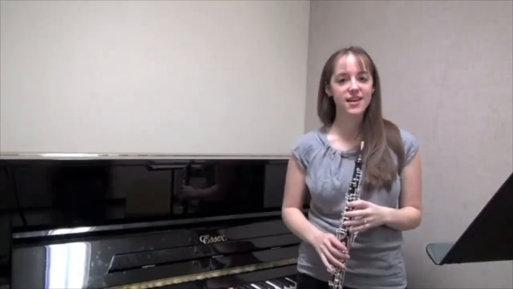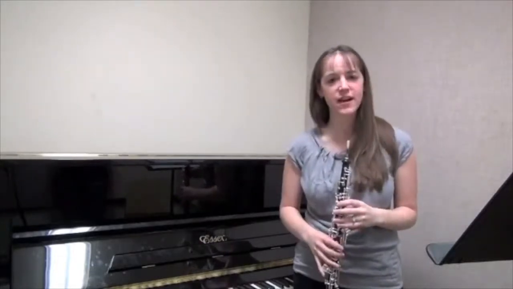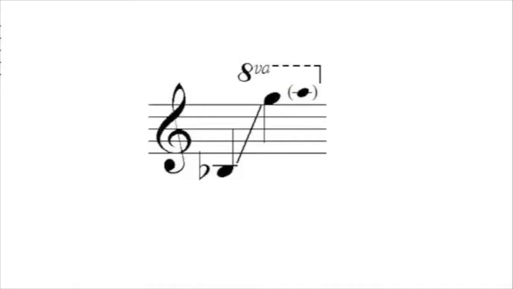Oboe is written in C, and it plays in treble clef, so it doesn't transpose at all. The range is B flat right below middle C, and it can play up to high G on the 5th ledger line, but we don't really like playing up that high.